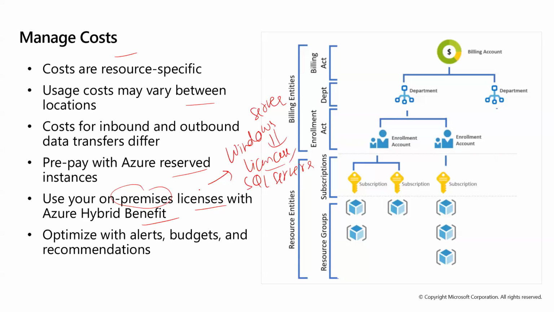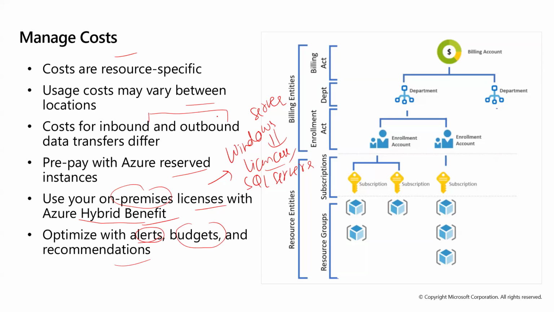So they want to consume the already existing license of their Windows server and SQL server. So they could go with this Azure hybrid benefit. Then you could optimize with the alerts, with the budgets, with some recommendations. And obviously, there will be the cost for the inbound and the outbound data transfers as well.